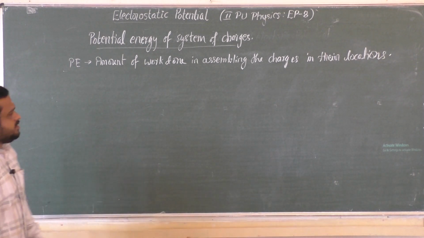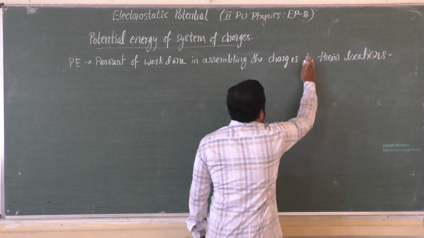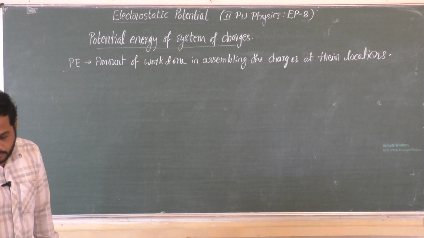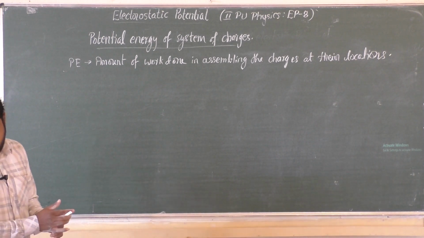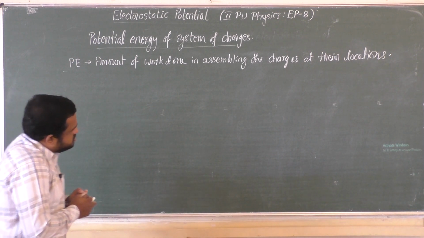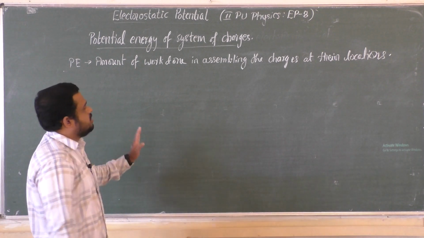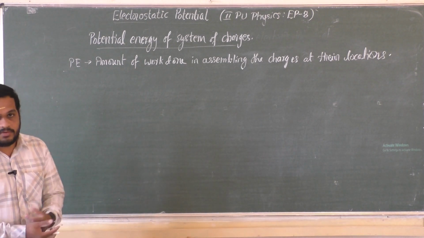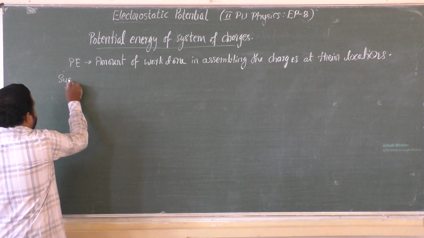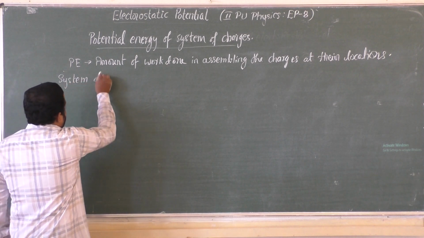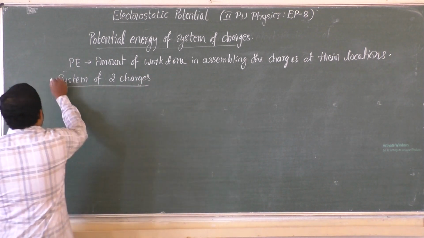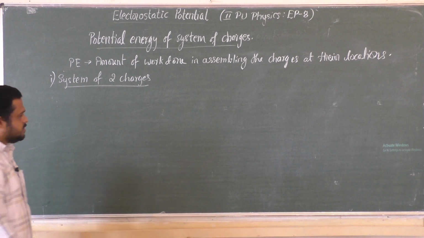Amount of work done in assembling the charges at their locations is called electric potential energy. Amount of work done in assembling the charges at their locations is called potential energy of system of charges. Now, let us consider the case of system of two charges. Potential energy of system of two charges. First case, it is potential energy of system of two charges.